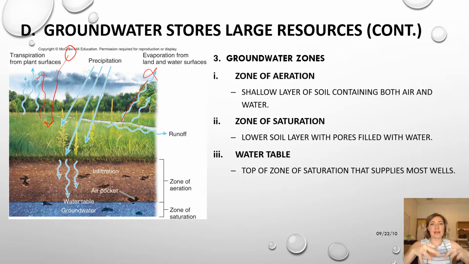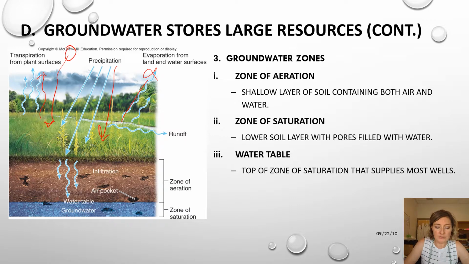But then when it falls back down to the surface in the form of precipitation, some is going to fall on plants that can be right away evaporated, some is going to fall on the ground, which will again be evaporated. So any water that does not get transpired by the plant and evaporated is going to be water that can potentially join the groundwater.